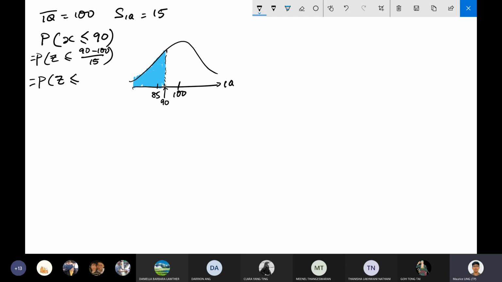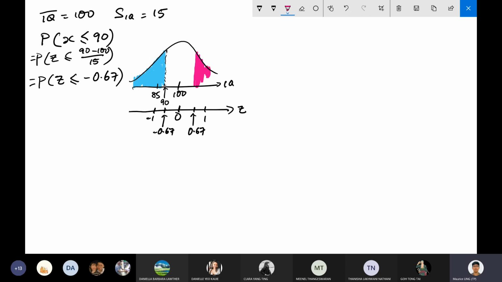Minus 10 divided by 15 is negative 0.67. Okay, that's fine. So if you want to draw this line on the z-axis, this will be 0, this will be minus 1, and exactly here will be minus 0.67. But you cannot do that. You can only get the opposite, which is 0.67.